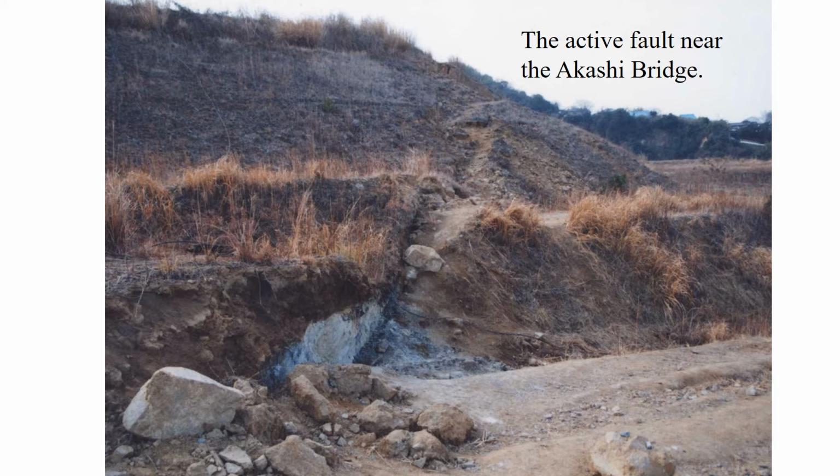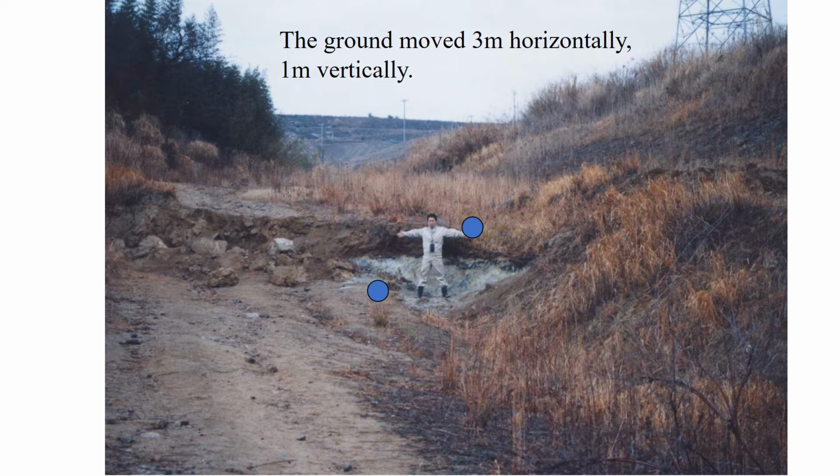This shows the active fault near the Akashi Bridge. You can see the ground moved vertically and horizontally. This person was my colleague, about 160 centimeters tall, demonstrating the scale of the ground slide. This road was almost straight, which was separated by the active fault. The ground moved 3 meters horizontally, 1 meter vertically.